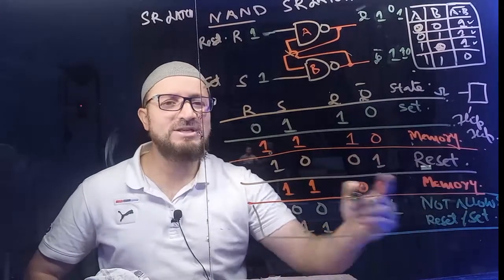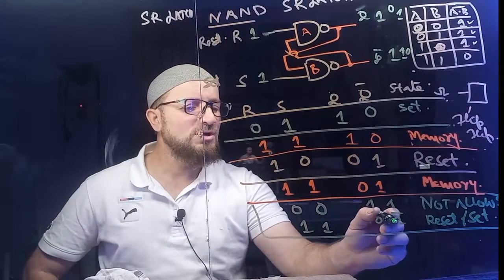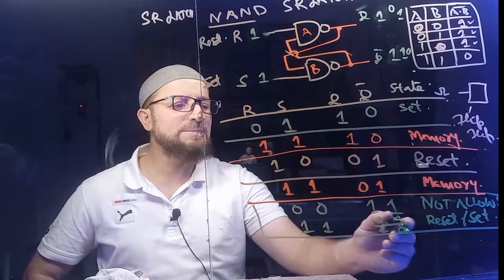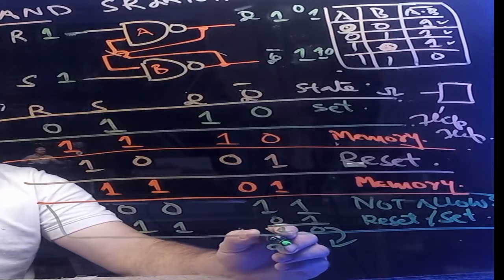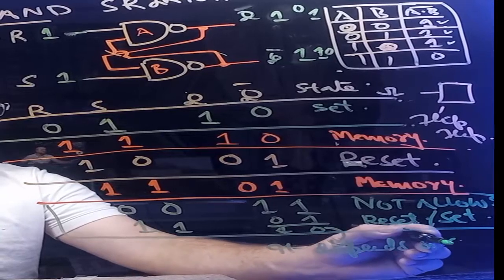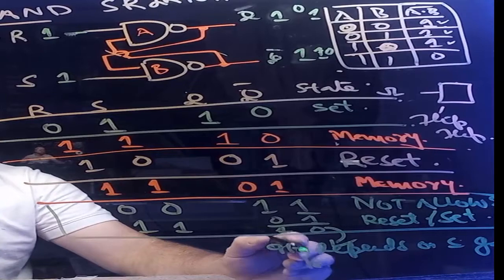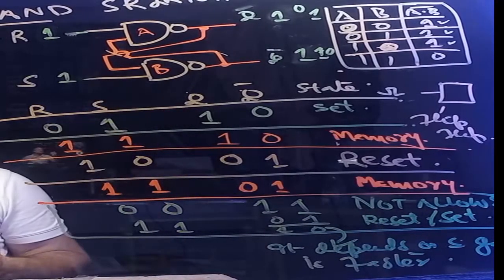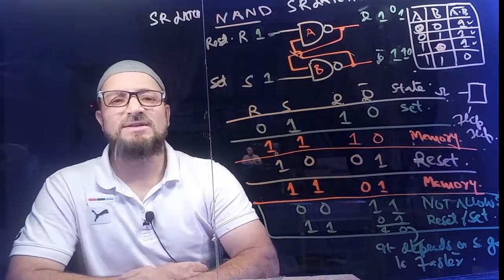So it will set or reset. It can become 0 1 also, and it can become 1 0 also. And depending upon what? Depending upon which gate is faster. If A gate is faster, it will set. If B gate is faster, it will reset.